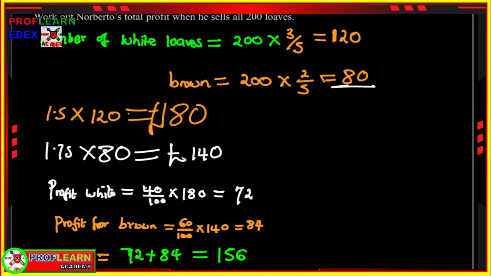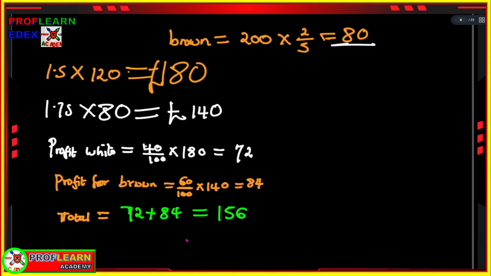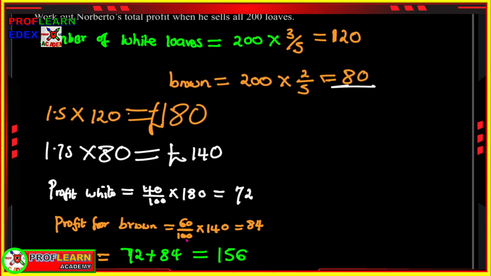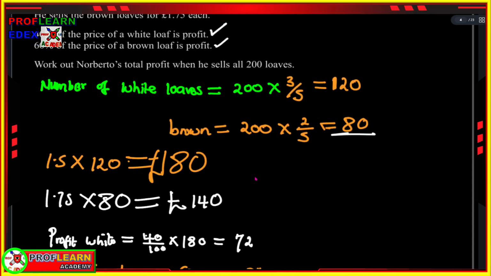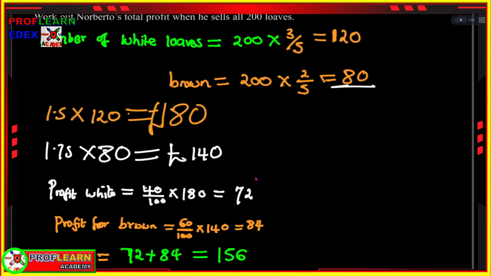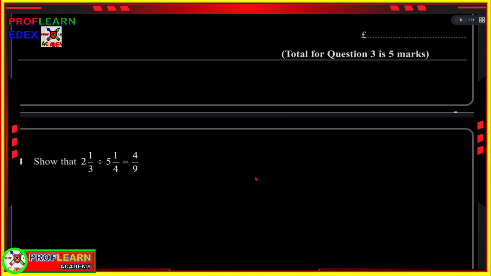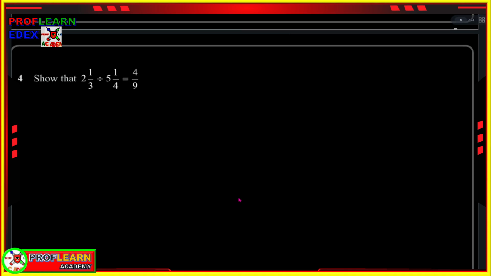Total profit Mr. Lobeto had gotten from selling these loaves of bread. Another question that you need to understand how to work out. Another question that we need to work out.